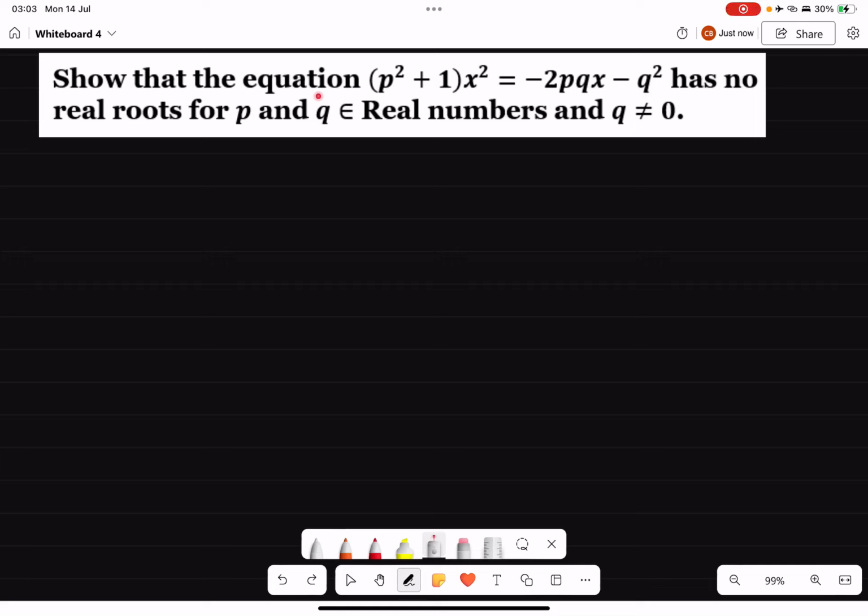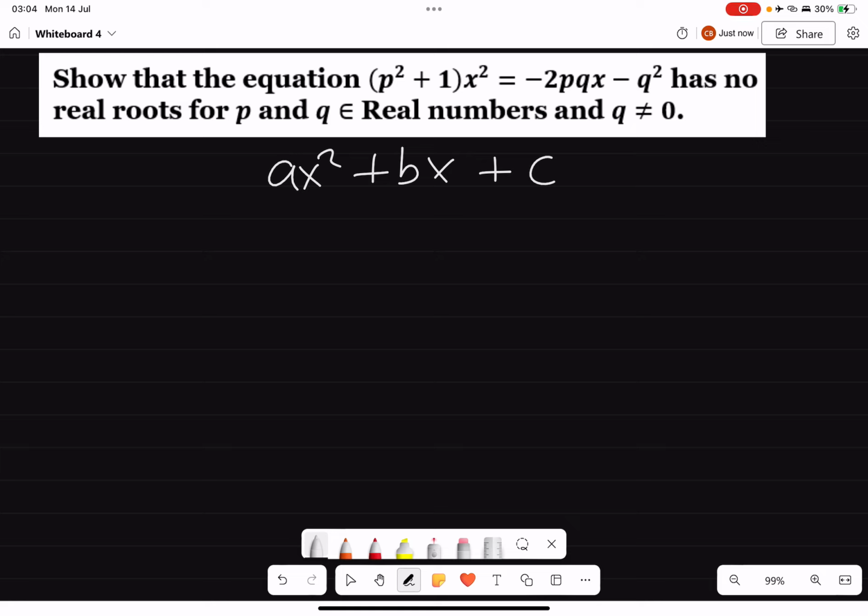This question wants us to show that this equation has no real roots for p and q elements of real numbers where q is not equal to 0. Let's go step by step. First, we must bring everything to one side so the equation looks like ax squared plus bx plus c. So we need to achieve this, right? Ax squared plus bx plus c.